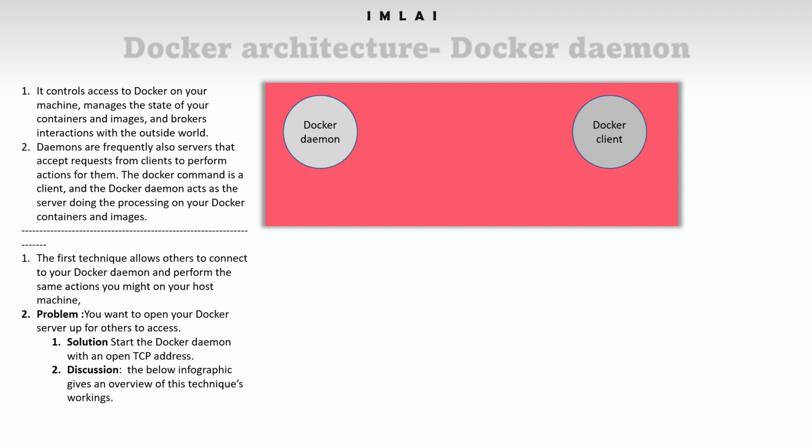A server is a process that takes requests from a client and performs the actions required to fulfill the requests. Daemons are frequently also servers that accept requests from clients to perform actions for them. The Docker command itself is a client, and the Docker daemon acts as the server doing the processing on your Docker containers and images.